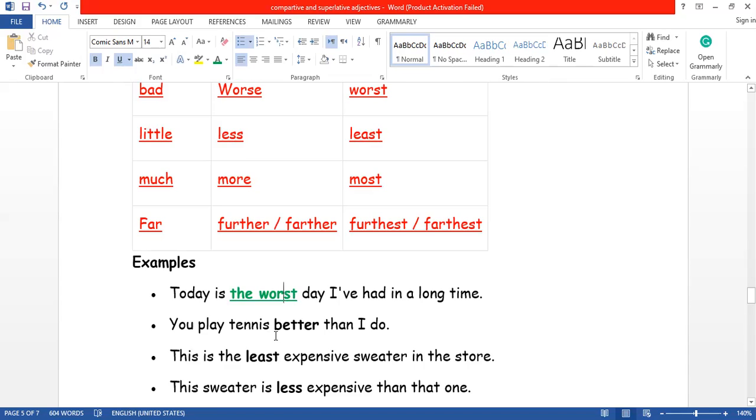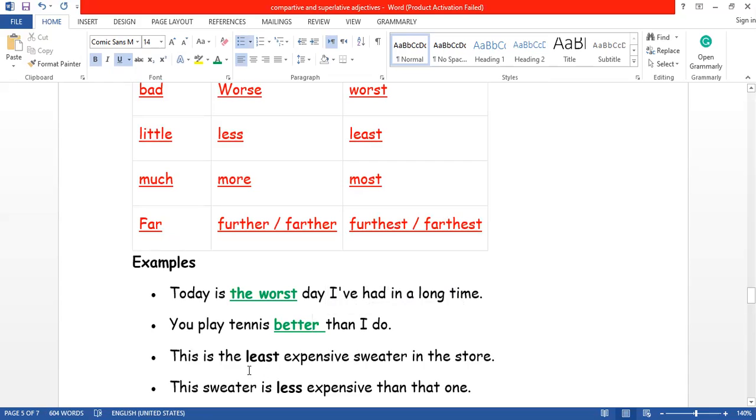You play tennis better than I do. Better than I do. Here it's a comparative adjective. We are comparing between your playing and the other one's playing, okay? Your playing and my playing.